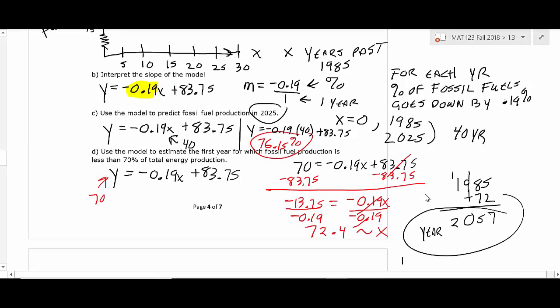Any question about what I did with that, and the graph and scatterplot? Okay.